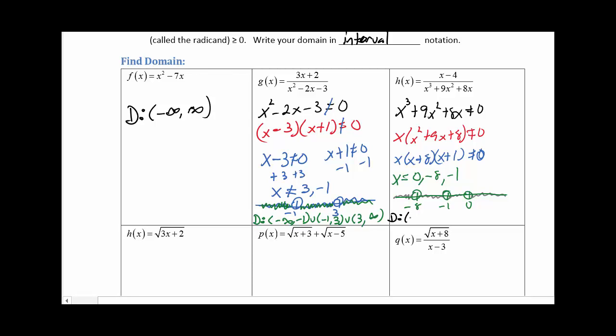The domain will be -infinity to -8, then -8 to -1, then -1 to 0, then 0 to infinity. And I have essentially gone through, and there's four pieces. Oh, make sure I didn't miss a piece.